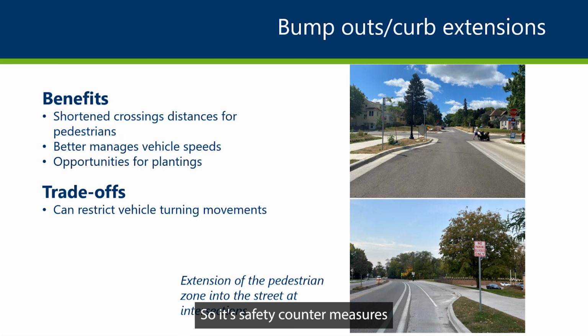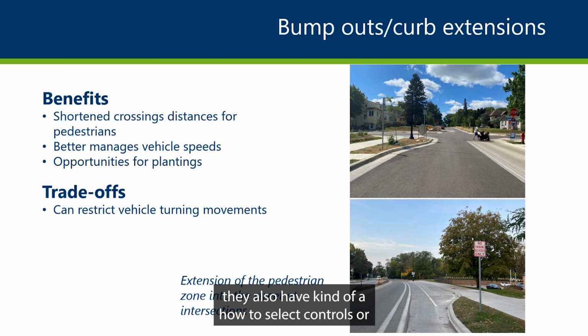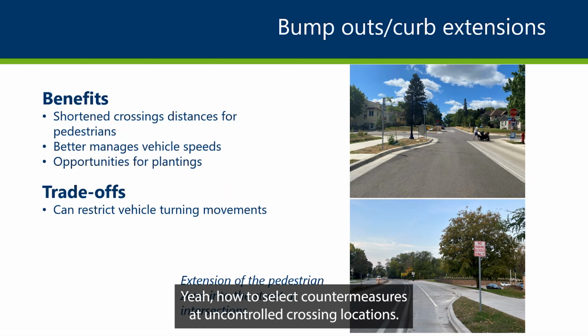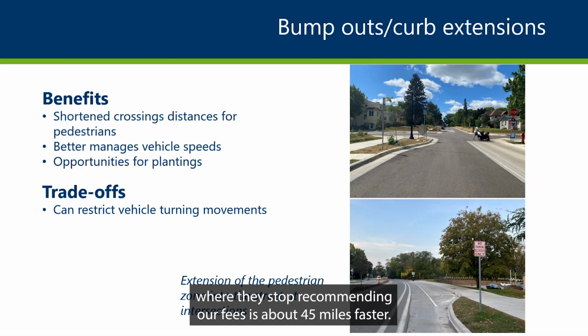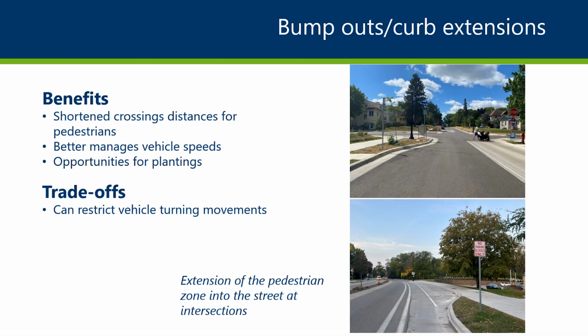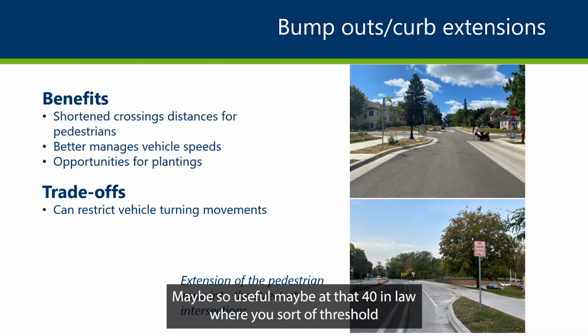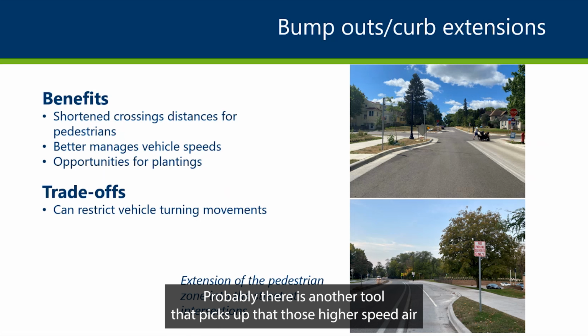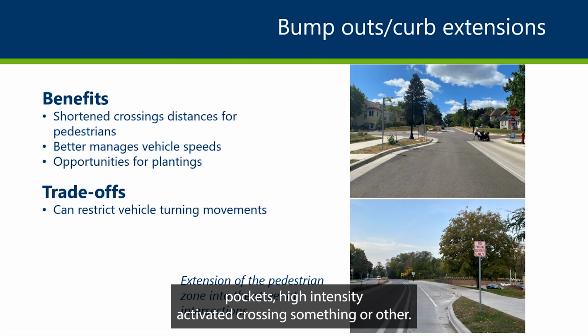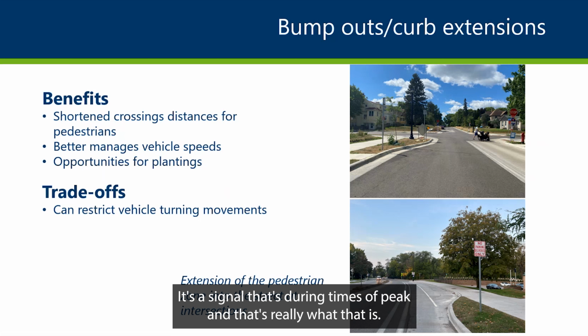Okay. So the improved safety countermeasures also have kind of a guide on how to select countermeasures at uncontrolled crossing locations. And so the threshold where they stop recommending RRFBs is about 45 miles per hour and faster. Maybe, so usually maybe at that 40 and lower sort of threshold, and then probably you're getting to a HAWK, right? Probably. There is another tool that picks up at those higher speed areas. High-intensity activated crosswalk, something or other. It's a signal system. Pedestrian hybrid beacon is really what it is.